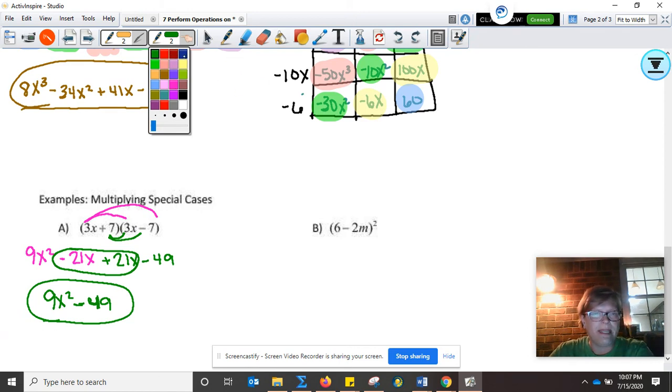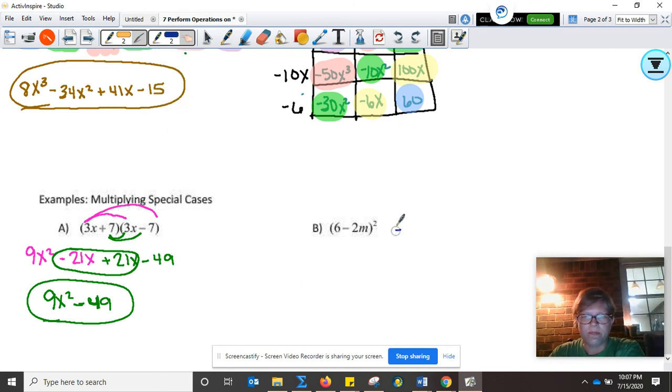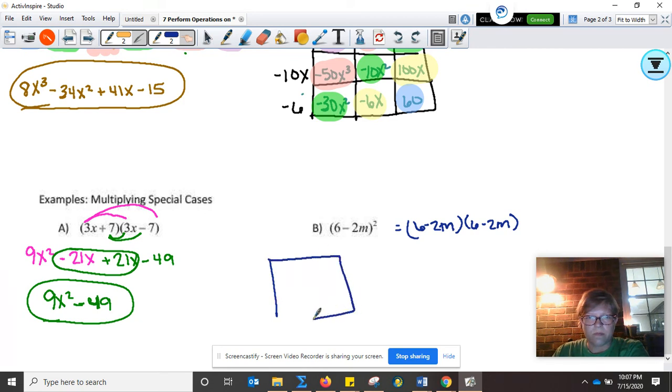All right, now for B. That 6 minus 2m is the same thing as saying 6 minus 2m times 6 minus 2m. All right. And I'm just going to use the box on this. 6 minus 2m.